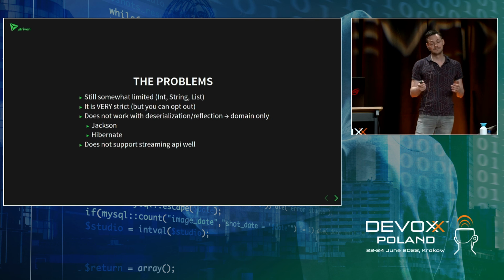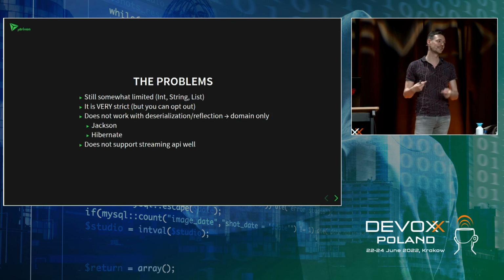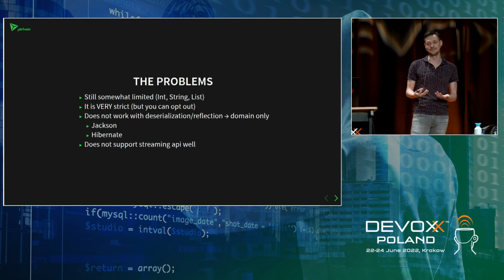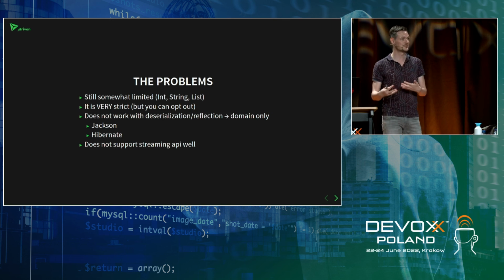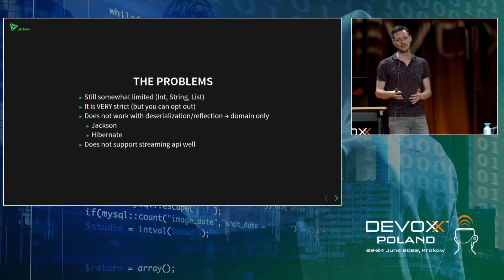Another problem is it doesn't really work well with deserialization. So if you're using Jackson or Hibernate, this compiler can't check that because they all skip the full constructor, unless you write your custom mappers and such, but yeah, nobody's going to do that. So this basically means you can only use this for your domain entities.